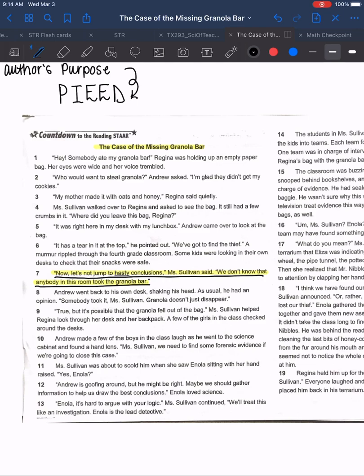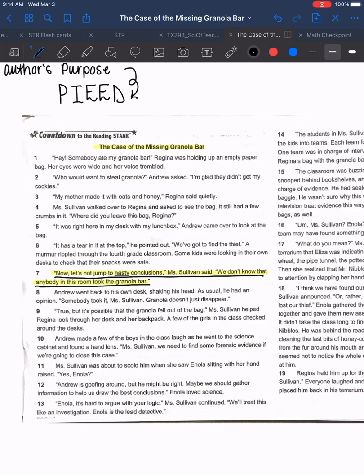All right, let's continue. Andrew went back to his own desk, shaking his head. As usual, he had an opinion. Somebody took it, Miss Sullivan. Granola doesn't just disappear. True, but it's possible that the granola fell out of the bag. Miss Sullivan helped Regina look through her desk and her backpack. A few of the girls in the class checked around the desk. Andrew made a few of the boys in the class laugh as he went to the science cabinet and found a hand lens. Miss Sullivan, we need to find some forensic evidence if we're going to close this case.